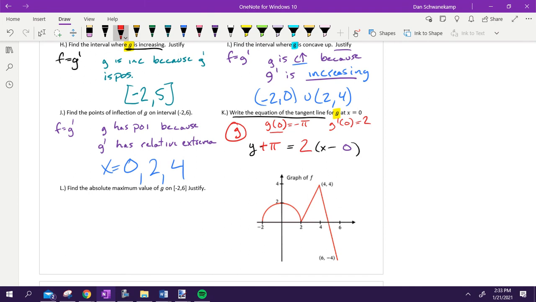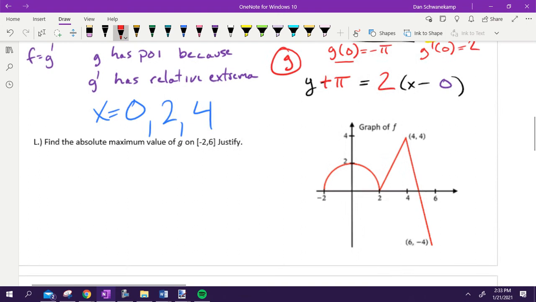Okay, one more here. Find the absolute maximum value of G on this interval. Absolute maximum value. We've done this before, and we're going to do it again in this chapter. Justify. This is the one time in calculus when it says justify, it doesn't mean you use words. How do we justify an absolute maximum value?